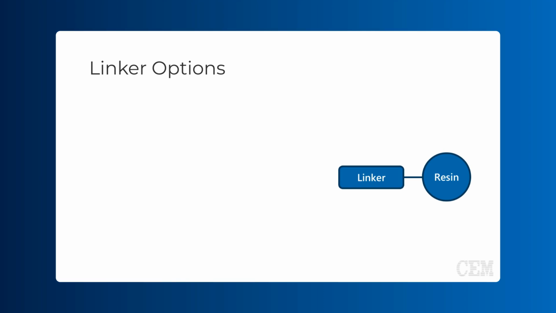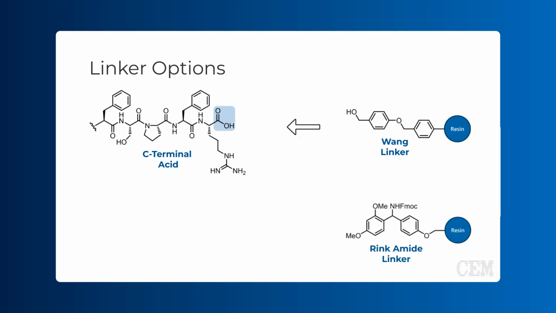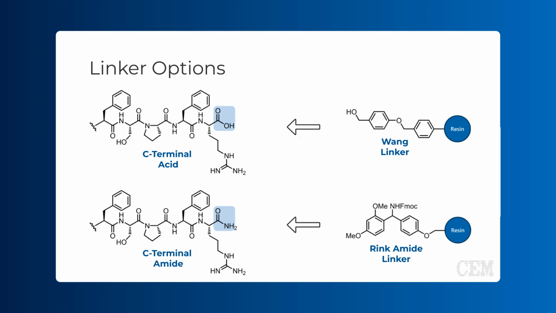Linkers are chemical spacers that connect the first amino acid to the resin core and determine how the peptides will be released, or cleaved, at the end of the synthesis. They play a crucial role in defining the C-terminal functional group of the final peptide, such as a carboxylic acid or amide. Common linkers include the Wang linker, which yields a free acid, and the Rink amide linker, which produces a C-terminal amide. Both linkers are widely used for their stability and predictable cleavage properties. For commercially available resins, linkers are nearly always already attached to the resin core.